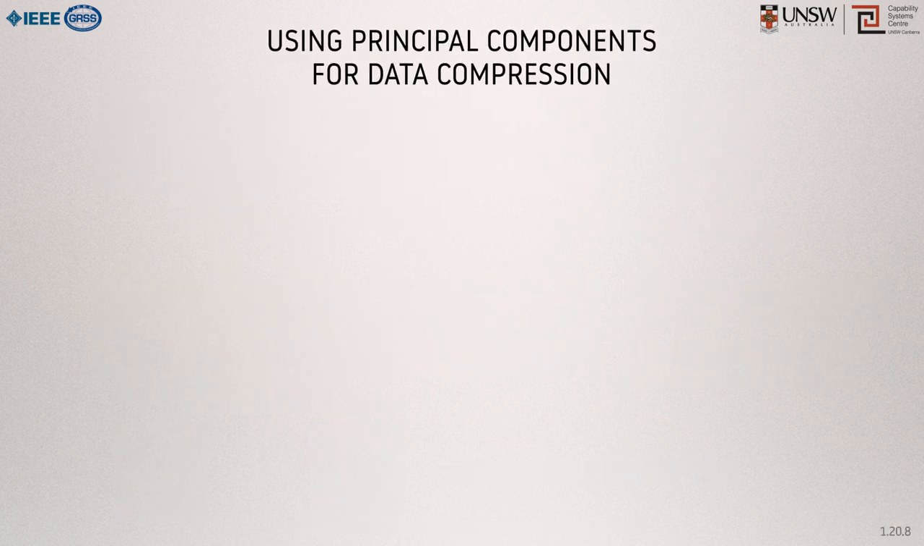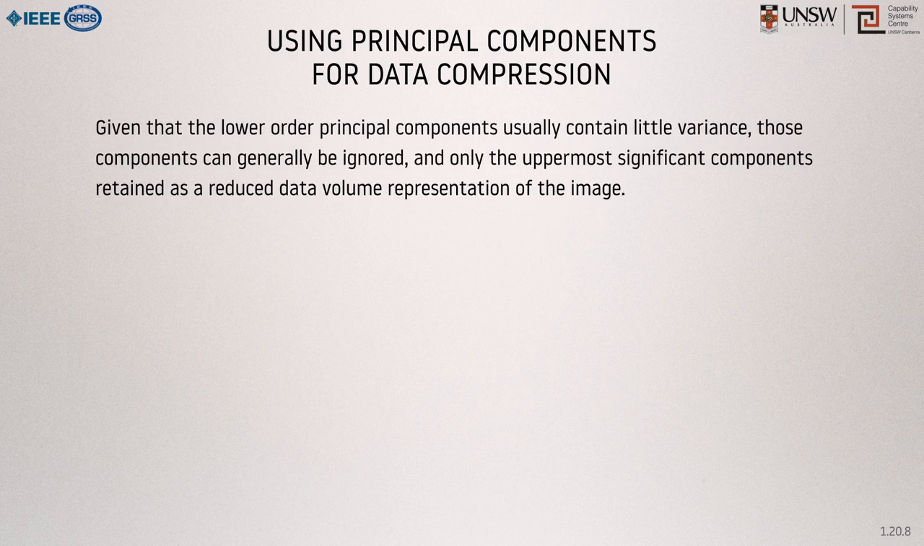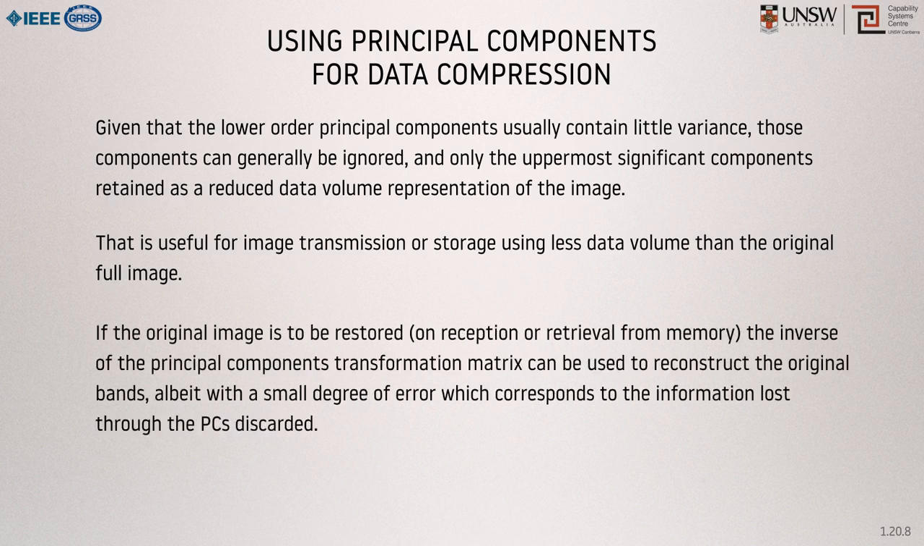Now consider the use of principal components for data compression. Because the lower principal components of an image often contain little variance and by implication little information, they can often be discarded without sacrificing much useful information on the average. Each PC that is discarded saves that much data volume for transmission or storage. If the original image is to be reconstructed from the remaining PCs, the inverse of the transformation matrix is used, with the discarded PCs replaced by matrices of zeros.